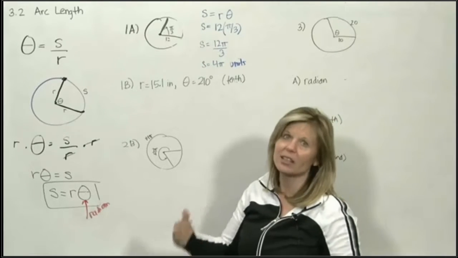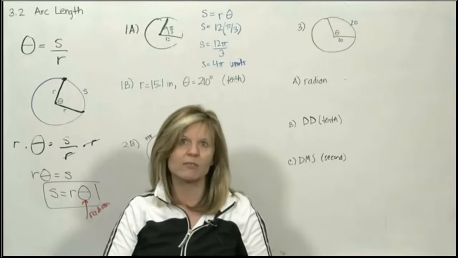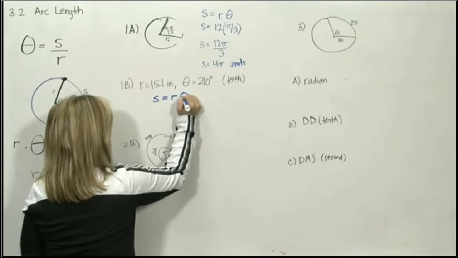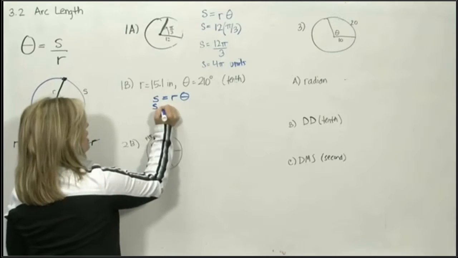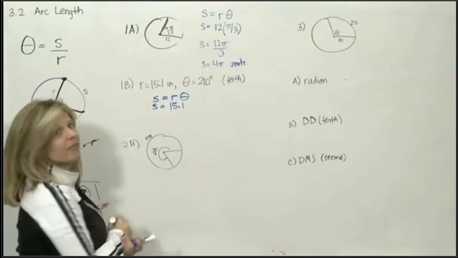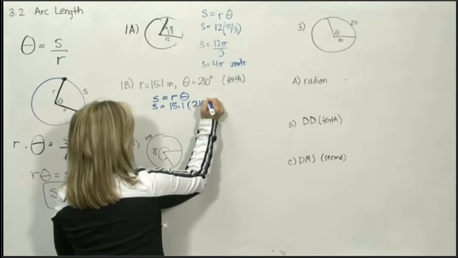It says, find the length of the arc. Given this information, as soon as you hear the word length of arc, what formula are you going to write down? Good. S equals R theta. This information is very obvious. So they give me the radius, 15 1/10 of an inch. They give me the angle measurement, 210 what?